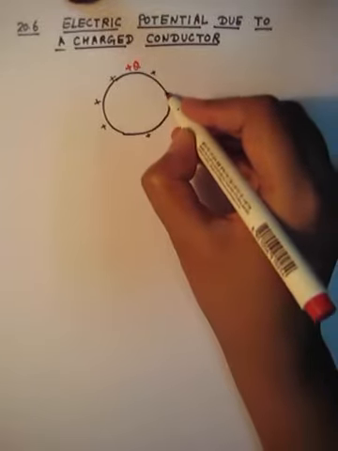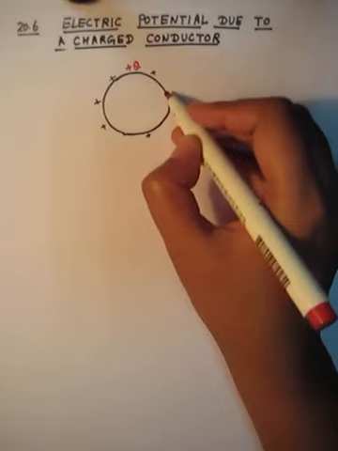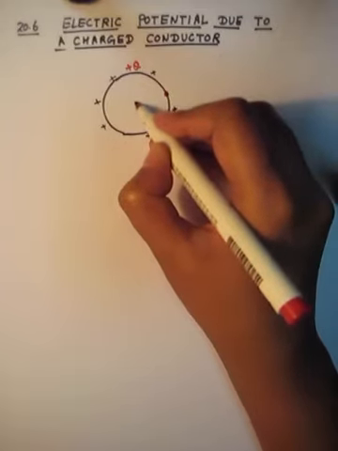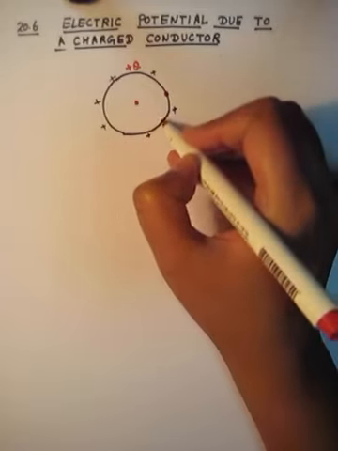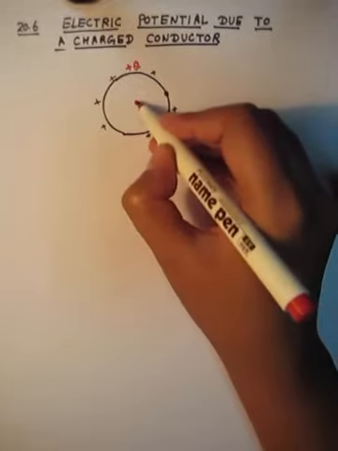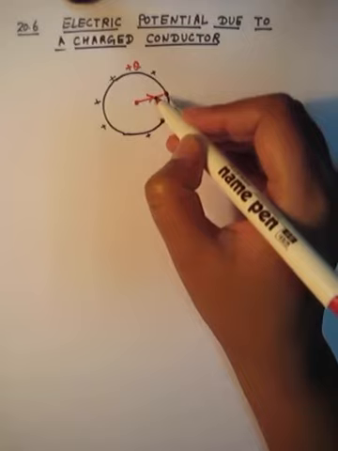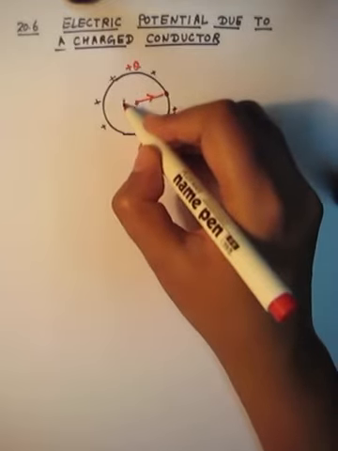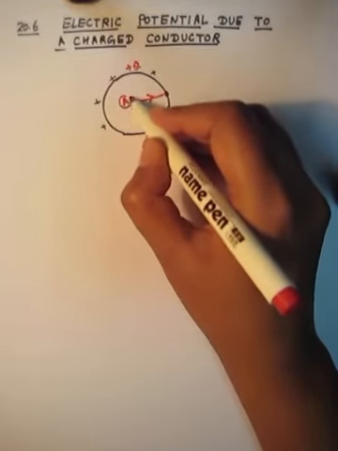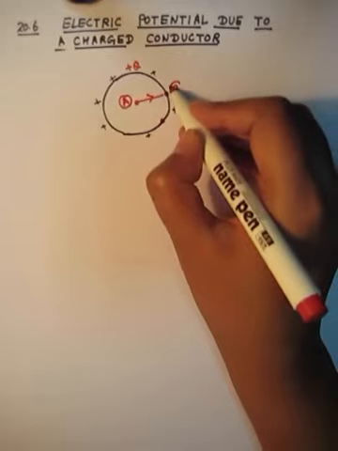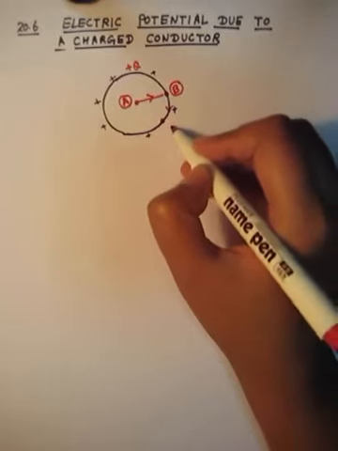Then let us see what is the potential at any point on the surface and any point inside the surface. So let us say you're moving from this point, let us say it is A, to this point. You're moving from A to B and from B to C.